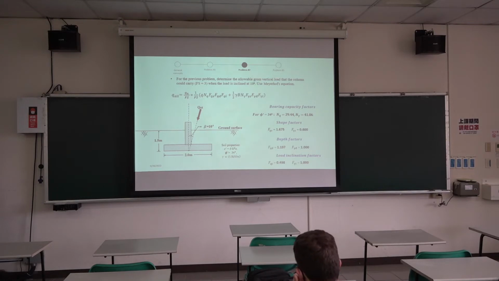So just a reminder, this is the surcharge here, Q, right? You calculate it from the ground surface to the depth of the footing. So that's going to be gamma Df. Gamma is 15.9.